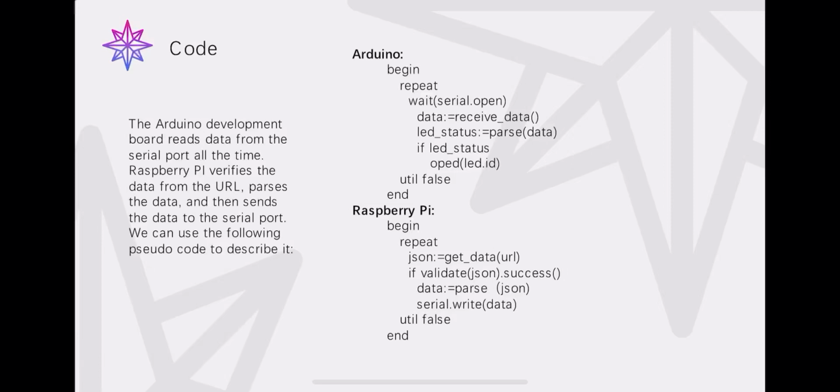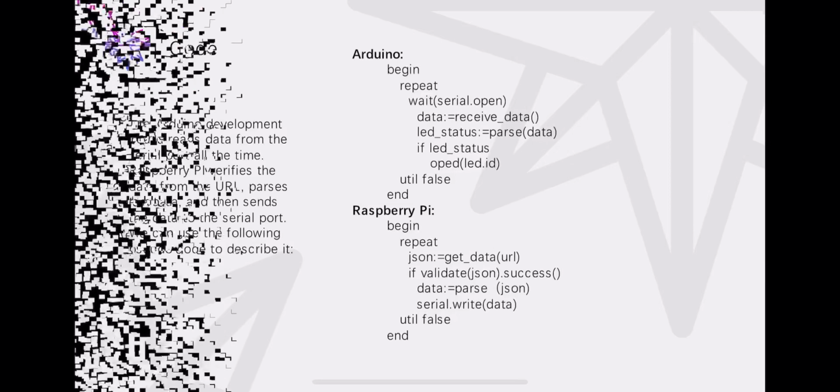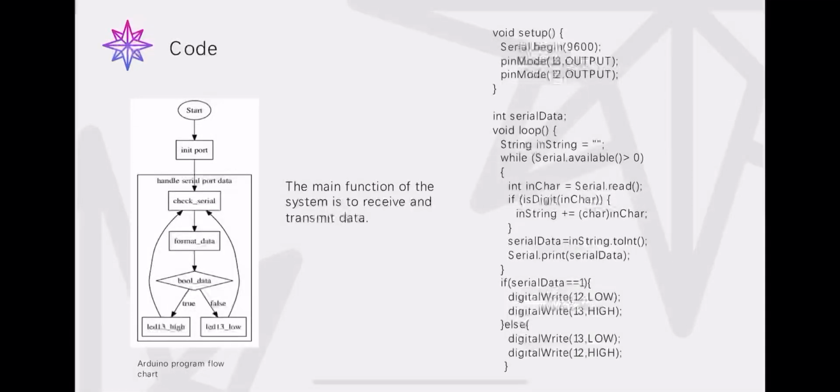And the Raspberry Pi is just an object repeating, again and again, to check whether the server is sending a new data or not. Okay, so that's the part for the hardware.